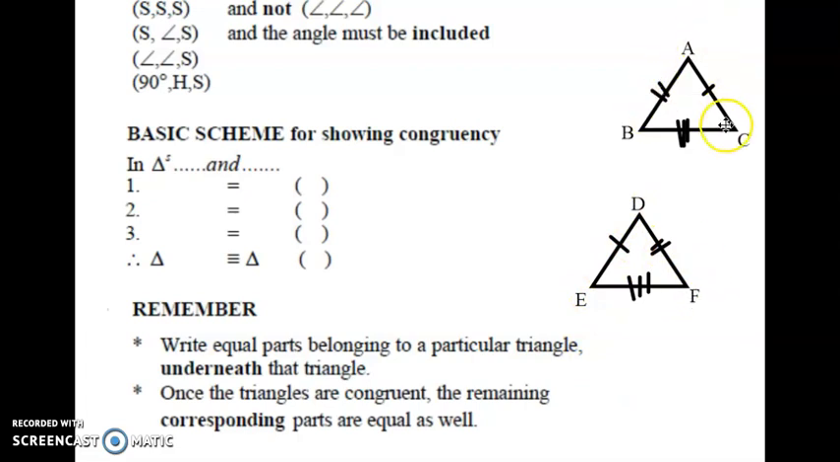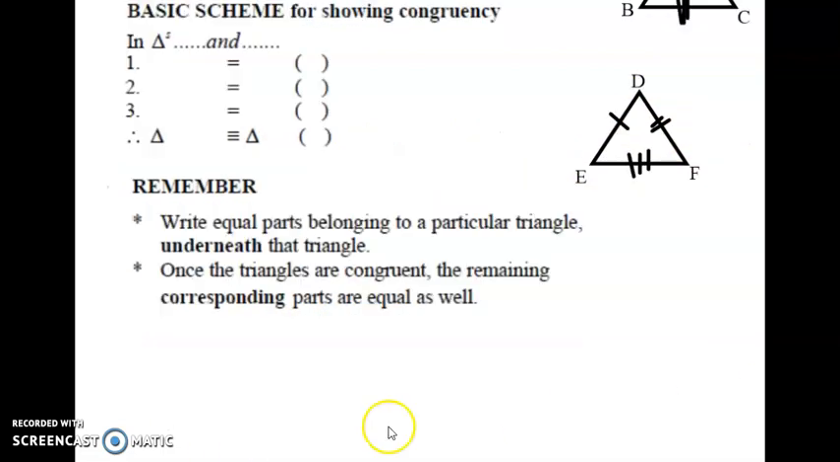So, the same sides that follow each other. My statement of congruency will be side, side, side. We have mentioned that everything for triangle ABC was listed on this side, and everything for triangle DEF was listed on this side. Once the triangles are congruent, the remaining corresponding parts are equal as well.